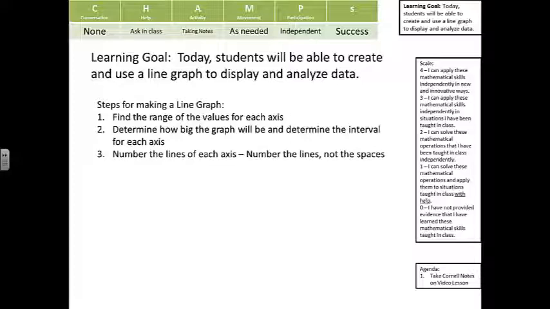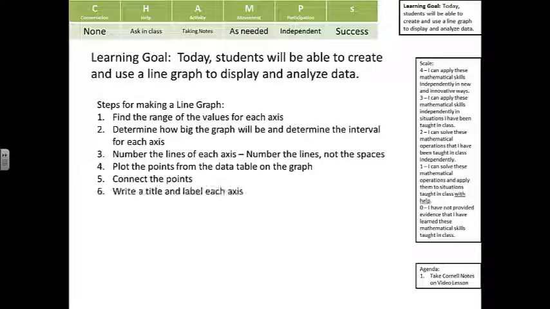Then we're going to number the lines on the axis. And we need to make sure that we remember to number the lines and not the spaces, because the lines are what are going to help us plot our points. Once we get our axes numbered, we are going to plot the points from the data table onto the graph. Then we connect the points, and then we make sure we include a title and a label for each of the axes so that we know what the values represent.